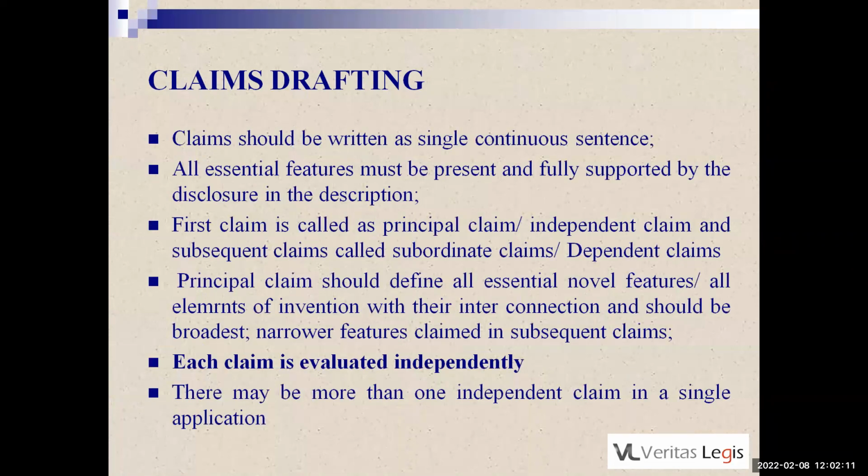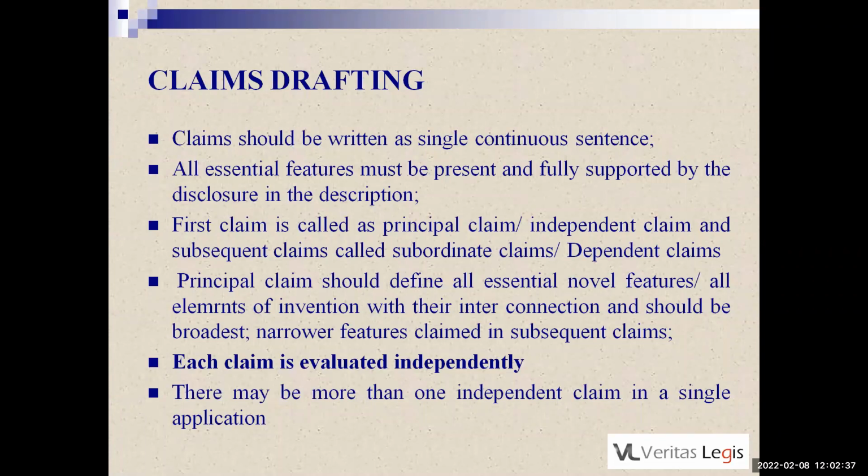So basically, how you write the claims, it should be written as a single continuous sentence. It should not break down. All the essential features should be present in the first claim, and they should be fully supported by the description. The first claim we always call the principal claim, and here it is the independent claim. Principal claim and independent claim mean it is the main claim.